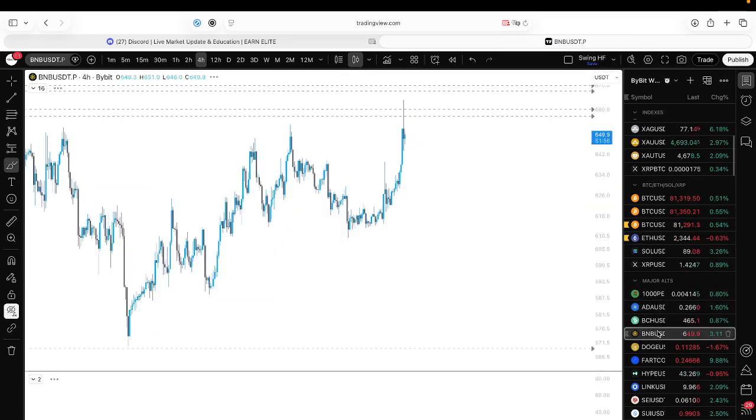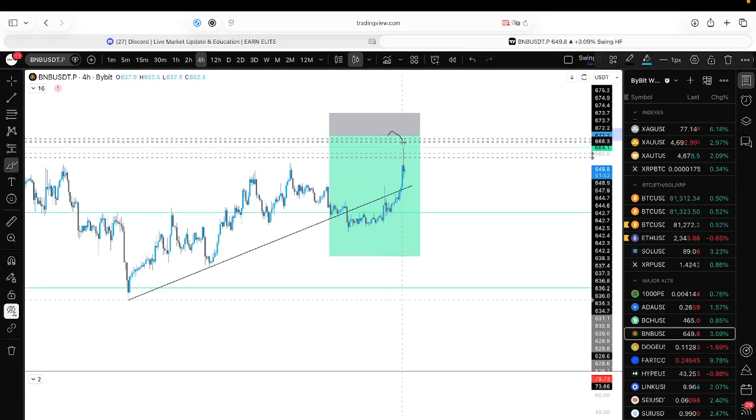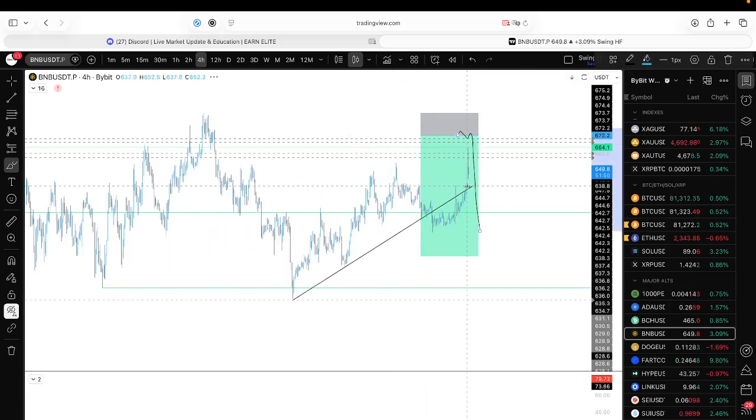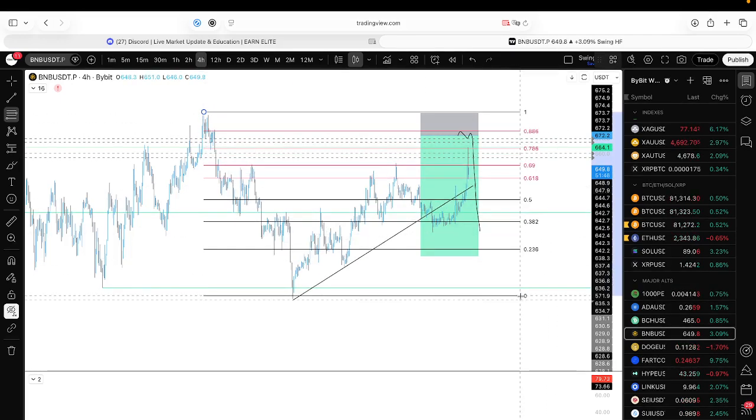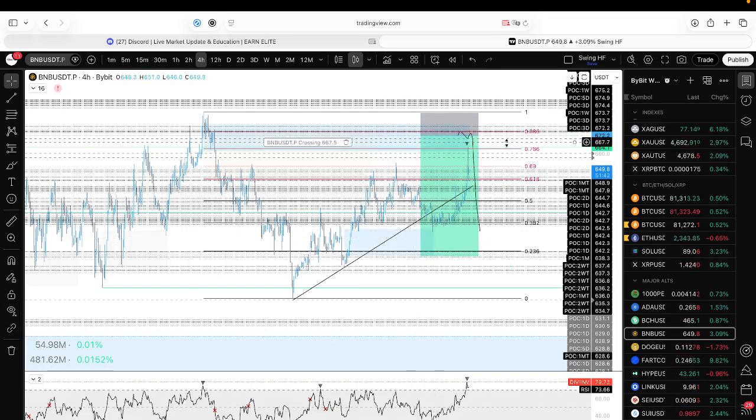We can go through some other alts, like here BCH, still looking for this short here. Okay, easy to spot it. Look at these, look at the cluster of POCs we have here. We have some alerts ready to be played. Just a bit more patience and then we can play it.